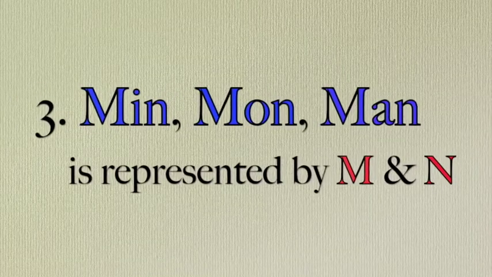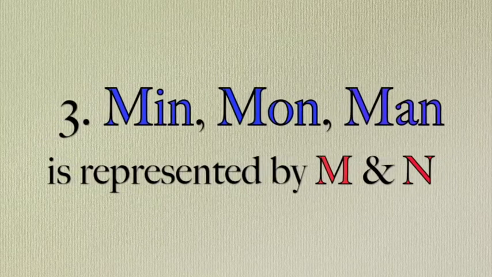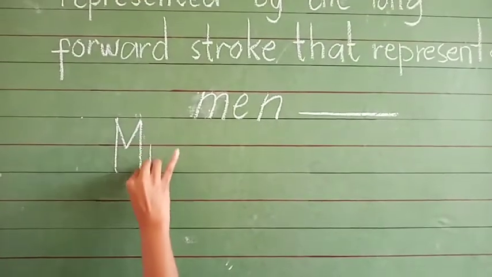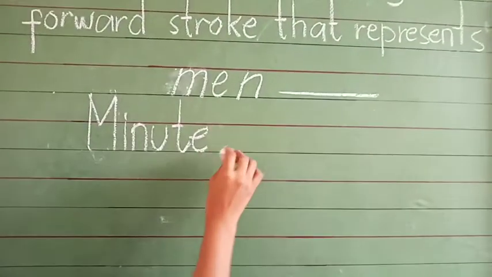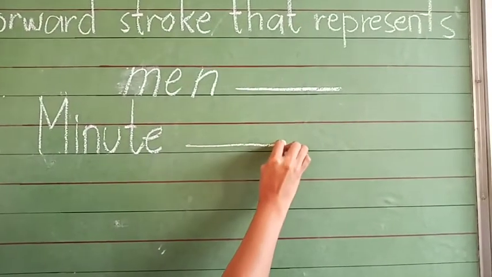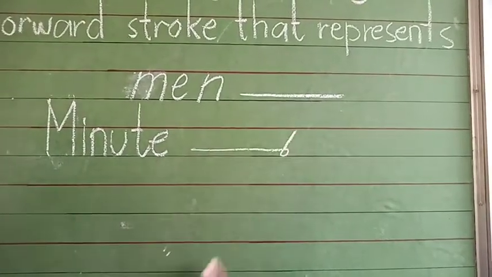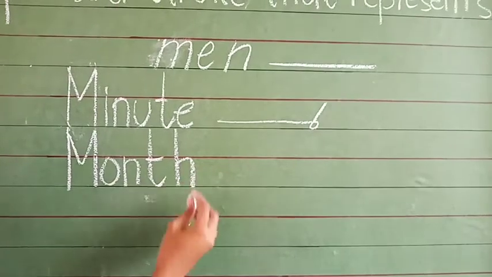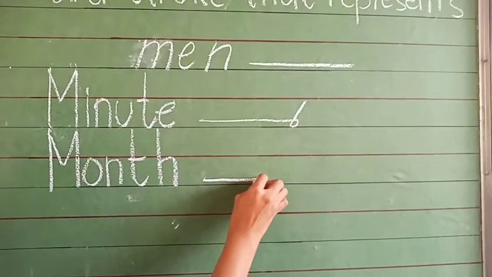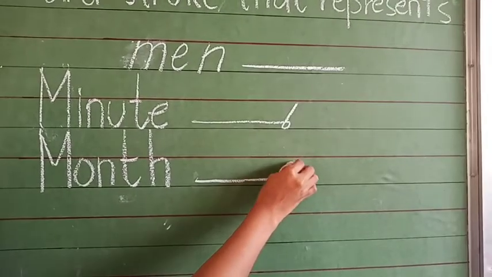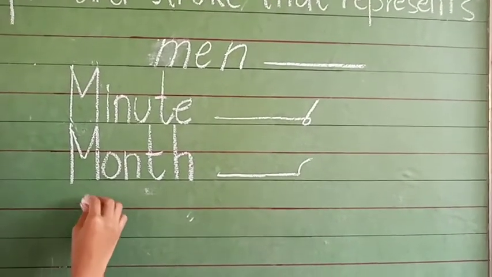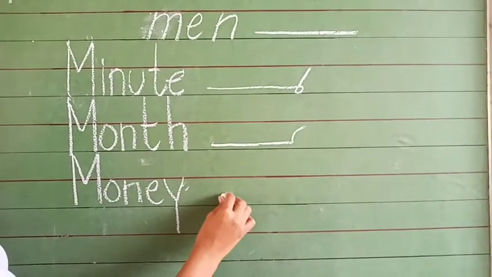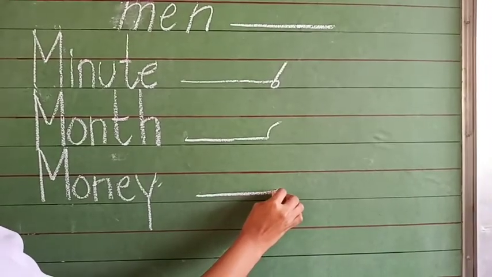In principle number 3, we have min, mon, and man, also represented by the long forward stroke that represents men. For example, minute is represented by M, N, E, and T. Month is represented by M, N, and under ITH. Next, money is represented by M, N, and E.